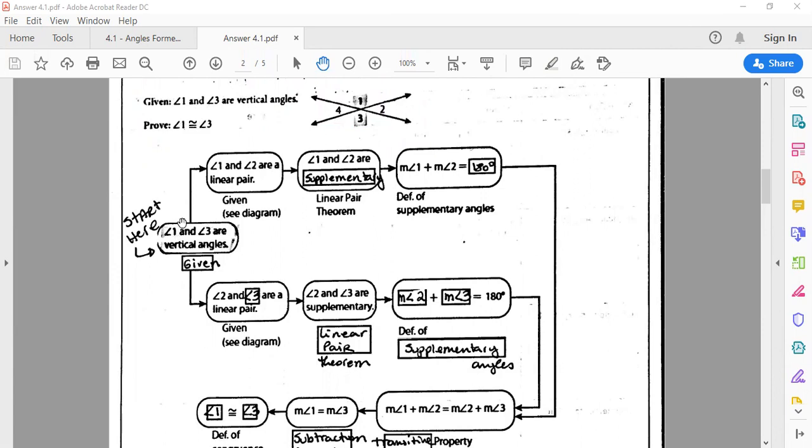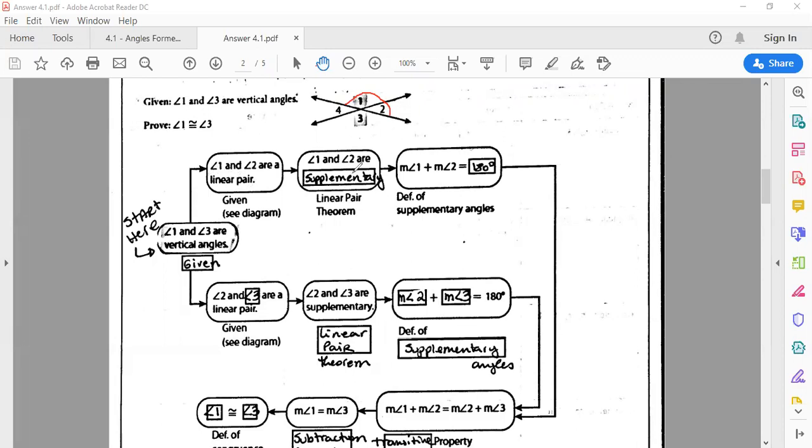We start right here on the left. We start with a given statement that angle 1 and angle 3 are vertical angles. From there, we go up and down, okay, to two different statements. We're saying here that angle 1 and angle 2 are a linear pair. So if we look at our image, we have angle 1 and angle 2, okay? This forms a linear pair, okay? So these two angles right here, they form a linear pair, okay?